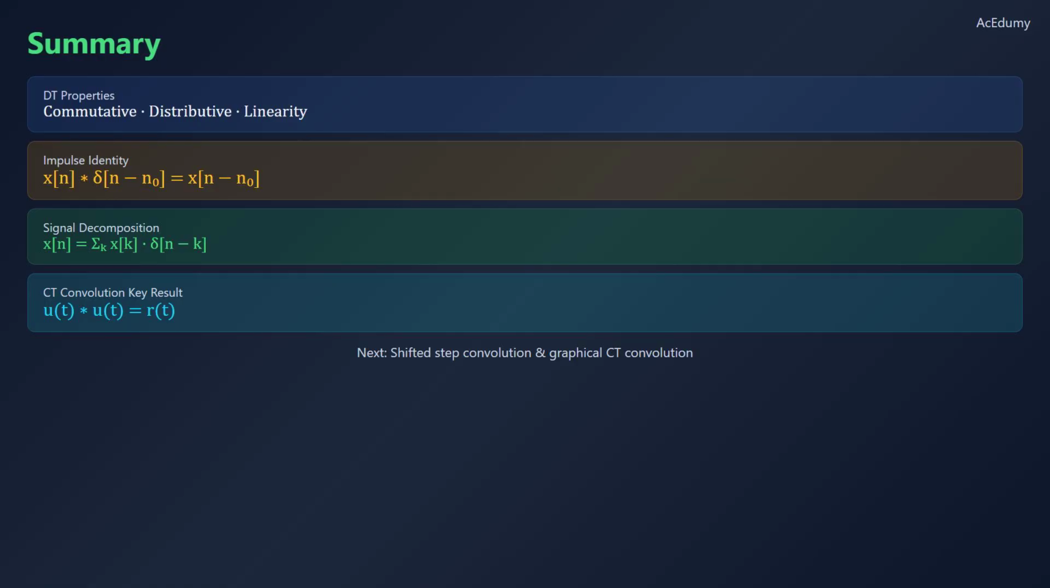Today we learned the three key properties of DT convolution: commutativity, distributivity, and linearity. The impulse identity, x[n] convolved with delta[n - n0] equals x[n - n0], is especially powerful. Any signal can be decomposed into a weighted sum of shifted impulses. We also introduced CT convolution as an integral and showed that the convolution of two unit steps equals the ramp function. In the next lesson, we'll extend CT convolution to shifted steps and work through graphical convolution examples.